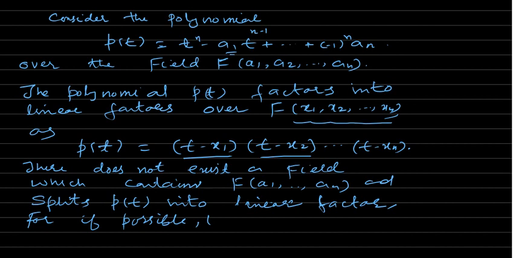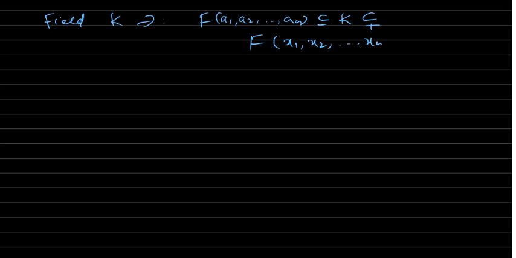For if possible, there exists a field K such that this field F(a1, a2, ..., an) is a subset of K, and K is strictly contained in F(x1, x2, ..., xn). Suppose it is so.